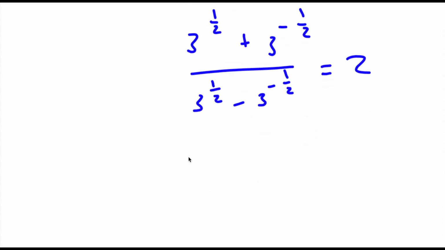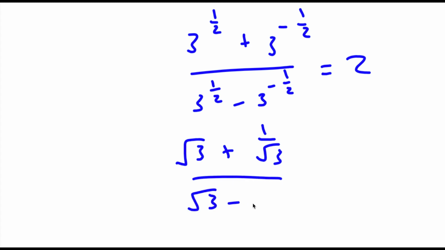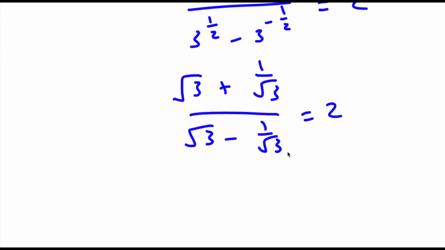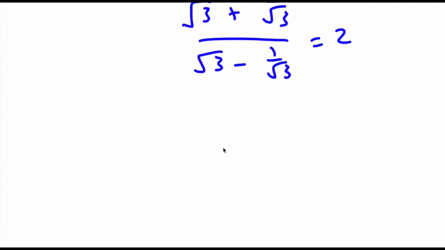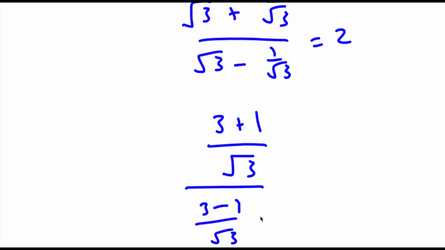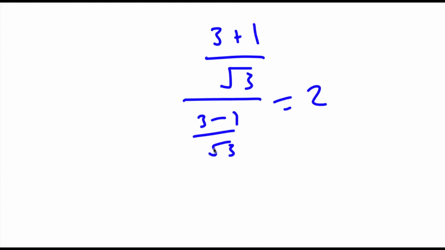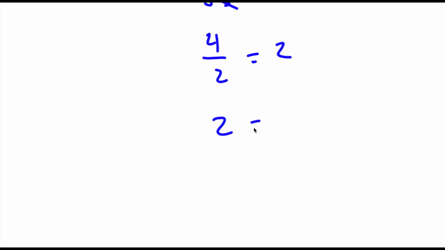So now 3 to the power of 1/2 is the same thing as the square root of 3, plus 3 to the power of negative 1/2 is the same thing as 1 over square root of 3, over square root of 3 minus 1 over square root of 3 is equal to 2. So now I have 3 plus 1 over the square root of 3 over 3 minus 1 over the square root of 3 is equal to 2. And these two cancel out, so I'll be left with 4 over 2 is equal to 2, and 4 over 2 is 2. So I have 2 equals 2, and this is right, so our solution is right.